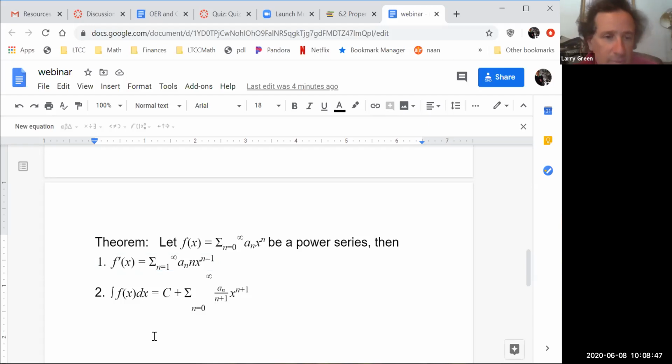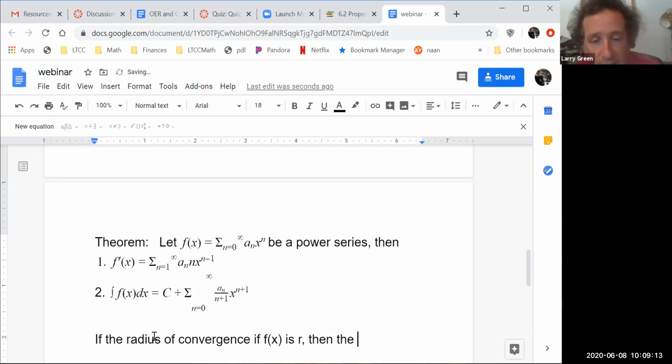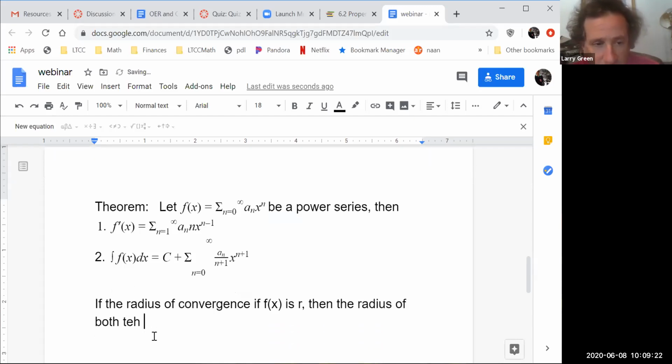Let's write that out. So if the radius of convergence of f of x is r, then the radius of convergence of both the derivative and the integral are also r.